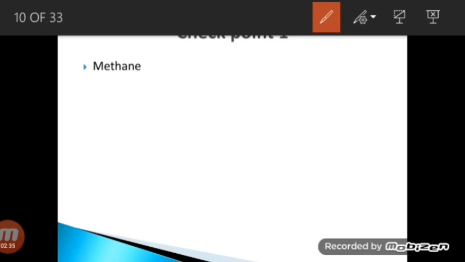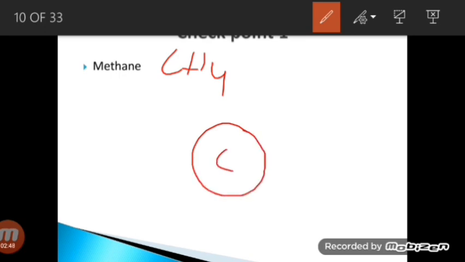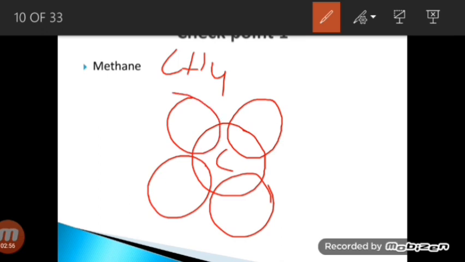Next checkpoint is methane. In case of methane, 1 carbon atom is connected with 4 hydrogens. This is its molecular formula. The outermost orbit of carbon is having 4 electrons, so it needs 4 more electrons in order to fulfill its octet. What it will do? It will react with 4 hydrogens, and each of the hydrogens is having 1 electron in their valence shell.